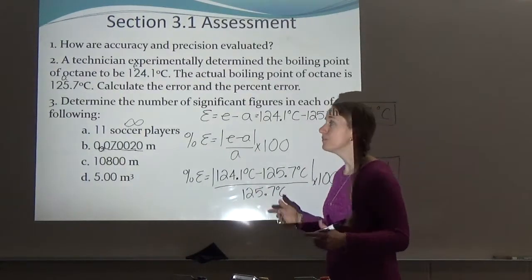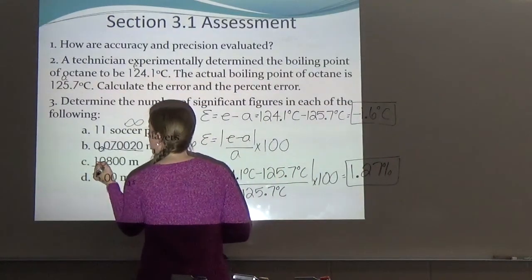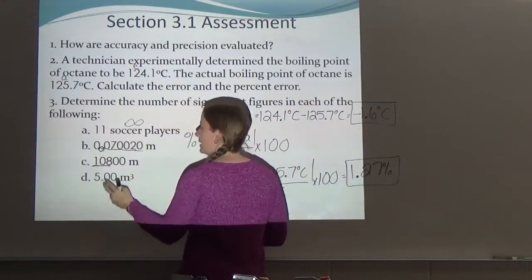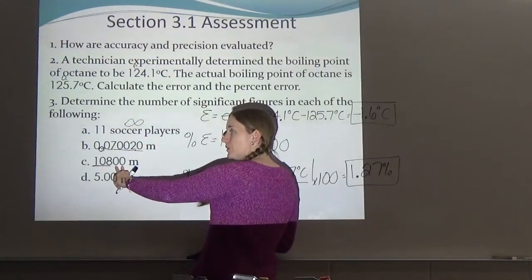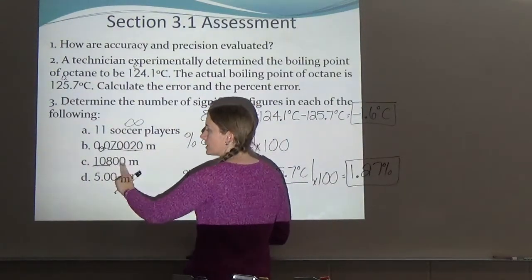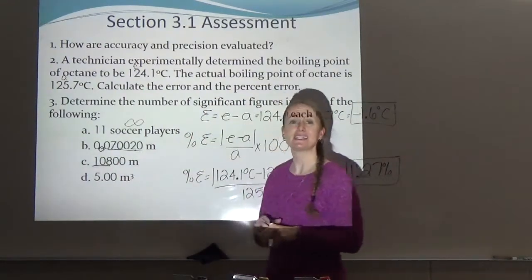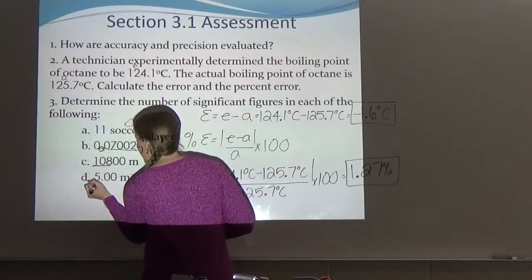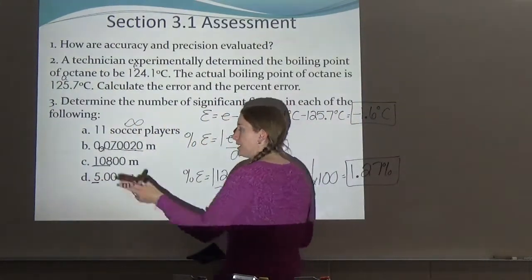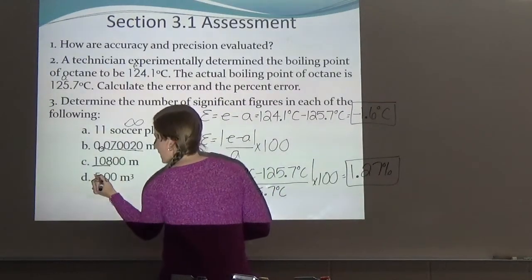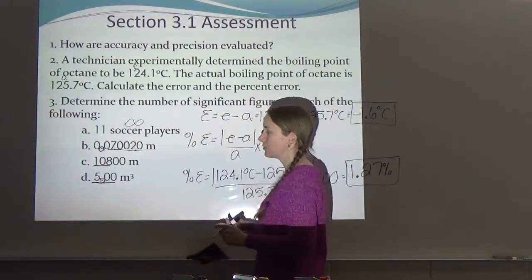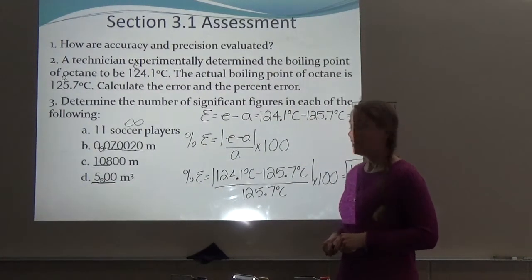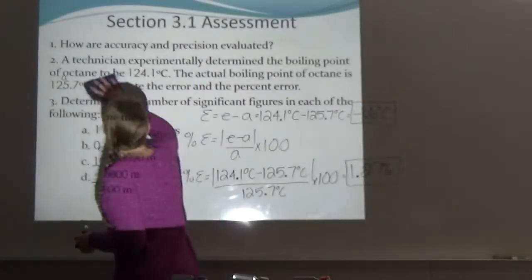All right, so part C, we know the 1 and 8 are significant because they're both not 0. This 0 is significant because it's a middle zero. These are back zeros. They are only significant if I can see the decimal point, which in this case I cannot, so they are not significant. All right, and then last one, part D. 5 is significant because it's not a 0. These back zeros are significant because I can see the decimal. So all 3 digits would be significant in that one. All right, so let's erase and move on because we're almost done with this section.